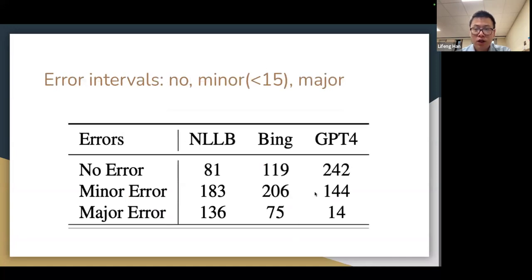Regarding error intervals, we define a minor error as smaller than 15 score points. We can see that NLB has no error in 81 segments, minor error in 183 segments, and major error in 136 segments. Bing instead had more minor errors than NLB, but fewer major errors than NLB. GPT-4 fine-tuned had more no errors and won all 3 categories.